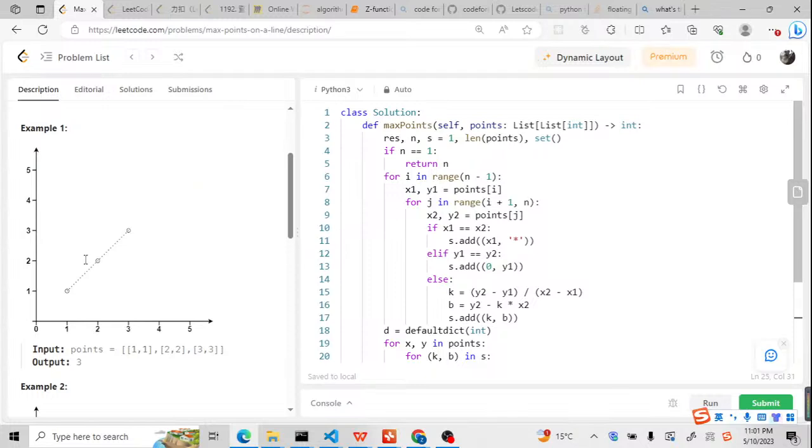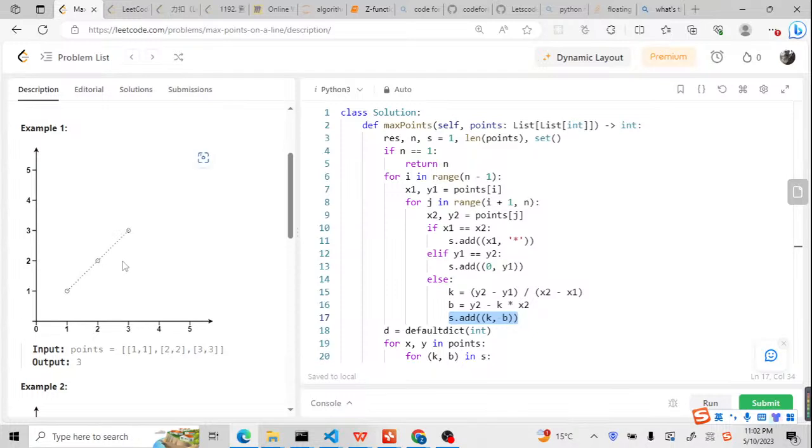If we solve it just using mathematics, we just need to calculate the slope. For example, k is the slope and b is the y-axis intercept. If all the points are on one line, they should have the same k and b. So if they have the same values, we can put them inside a set.